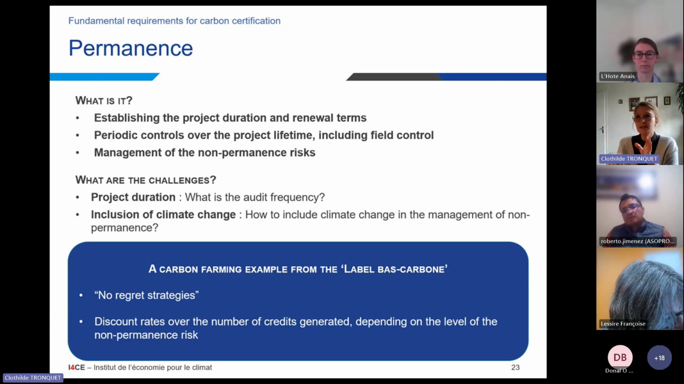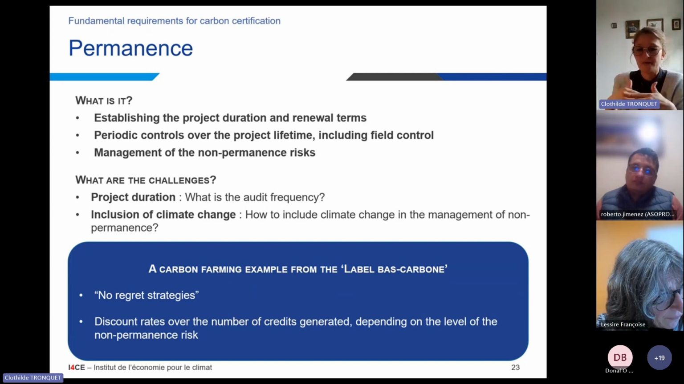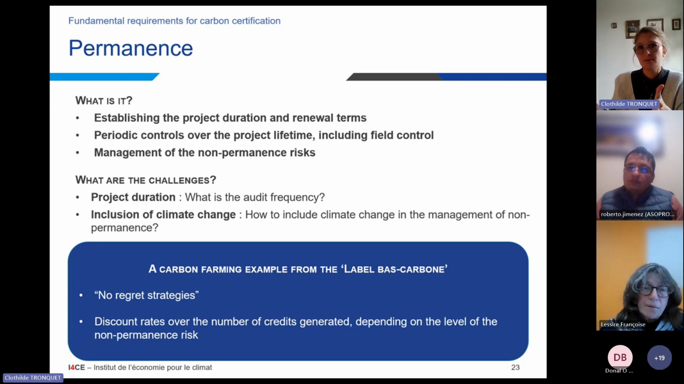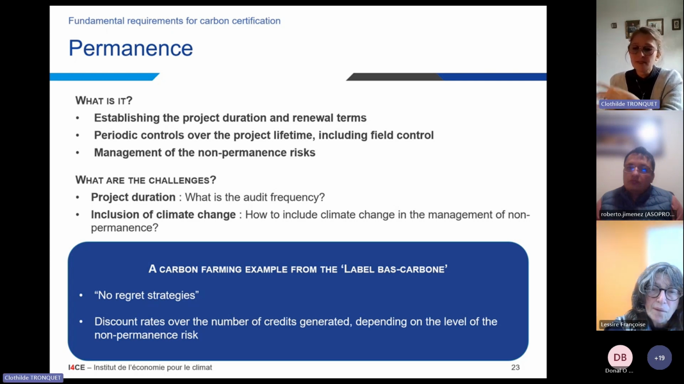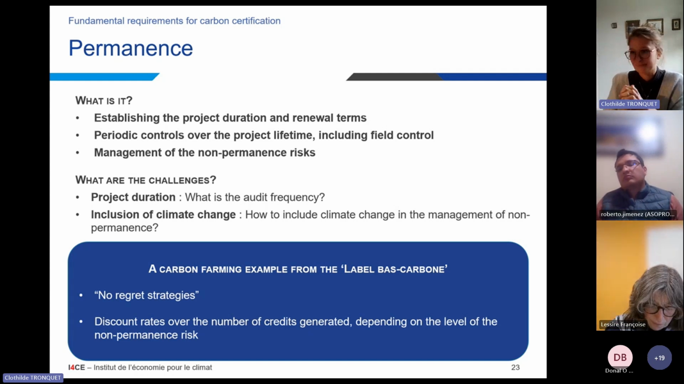And more generally, the way standards deal with non-permanence is to use discounts. You have a risk of drought, fire, and so on, so you put aside a certain percentage of your carbon credits, not using them. They go into a buffer pool. That is kind of a mutual insurance for various projects.